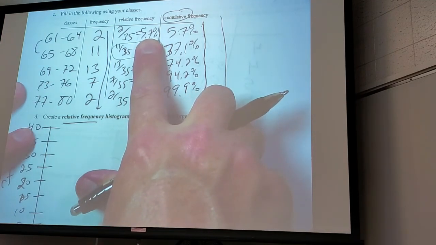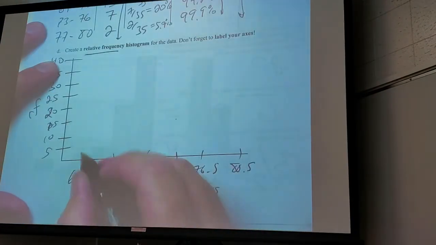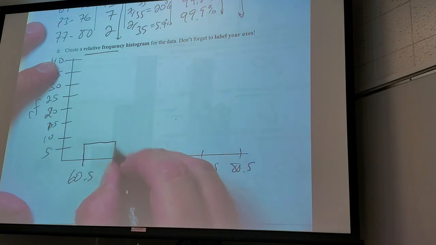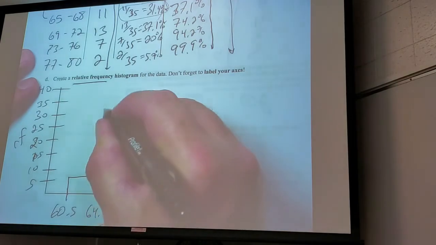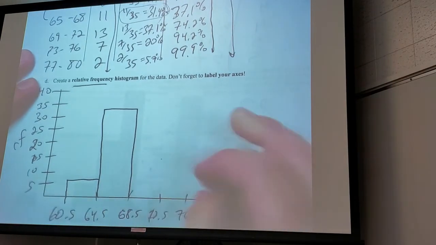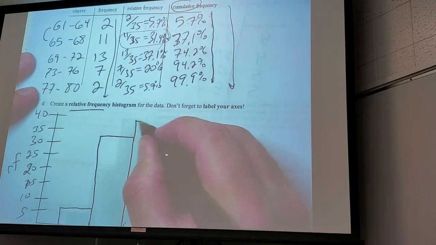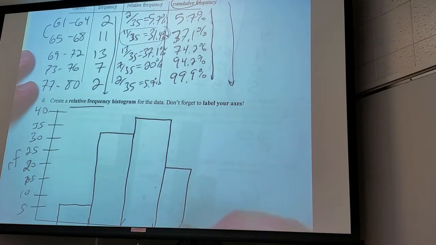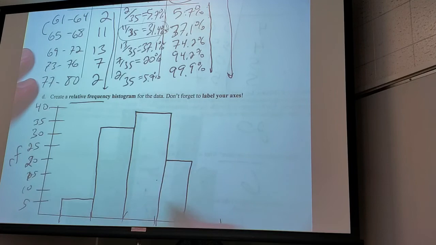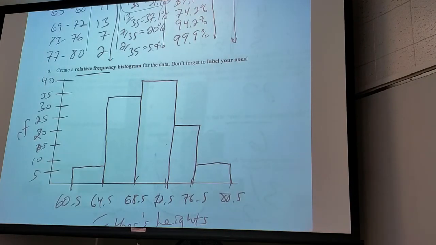It's a little over 5. You guys okay out there? First bar is a little over 5. Second bar goes up a little over 30. Third bar goes up to 37, a little between 35 and 40. Then I'm down to 20. And then I end up at the same as this. Almost normal.